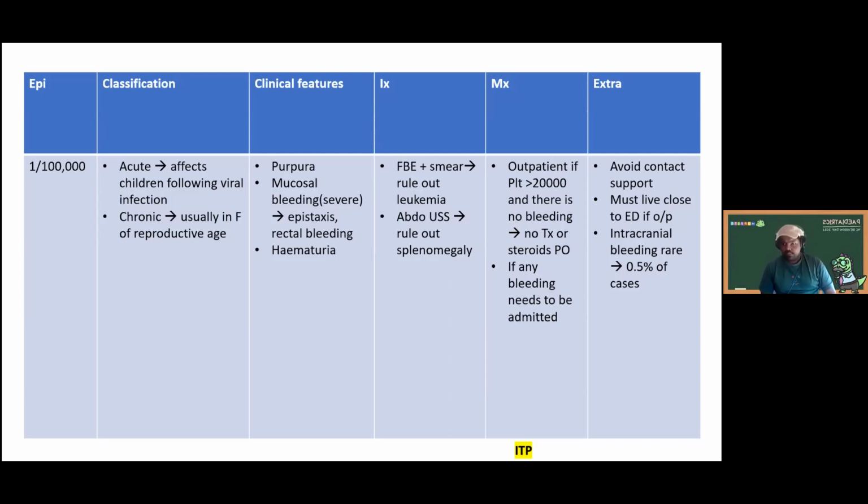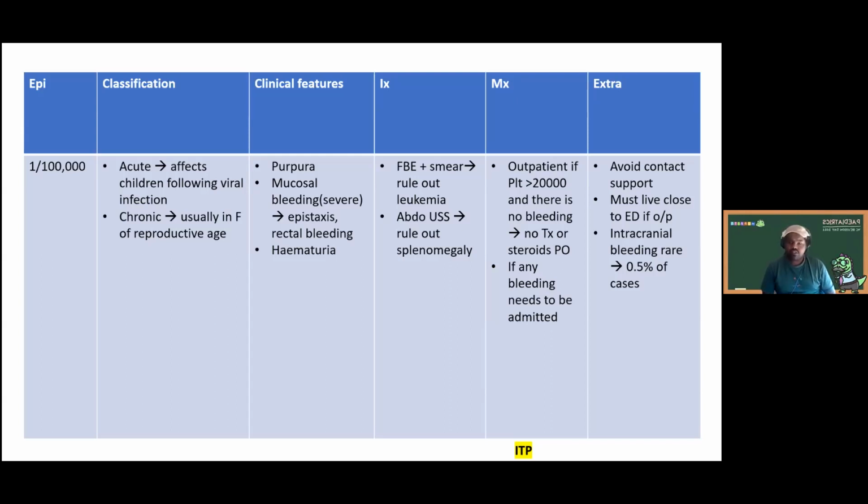In terms of the management here, it really depends if they can be outpatient or inpatient. The easiest way to think about this is that if there's any bleeding, so a nosebleed, a bleed in the urine, anything like that, then the patient needs to be admitted. The patient can be treated as an outpatient if the platelets are over 20,000 and there's no risk of bleeding. These patients need no steroids, no treatment, you're just monitoring them.